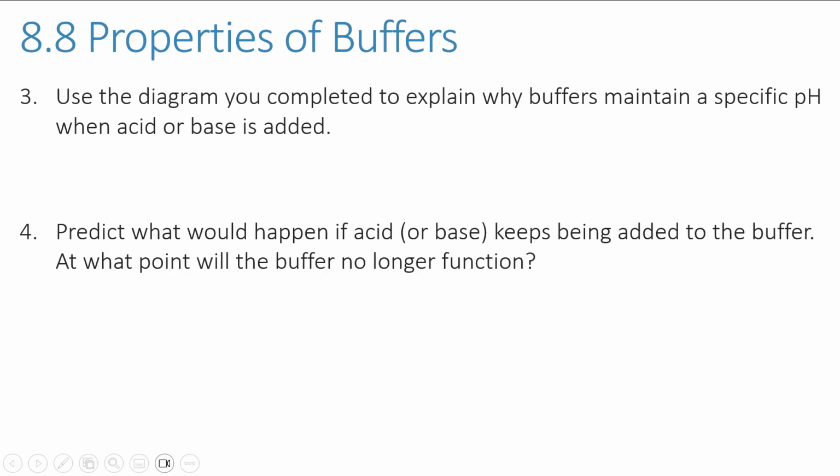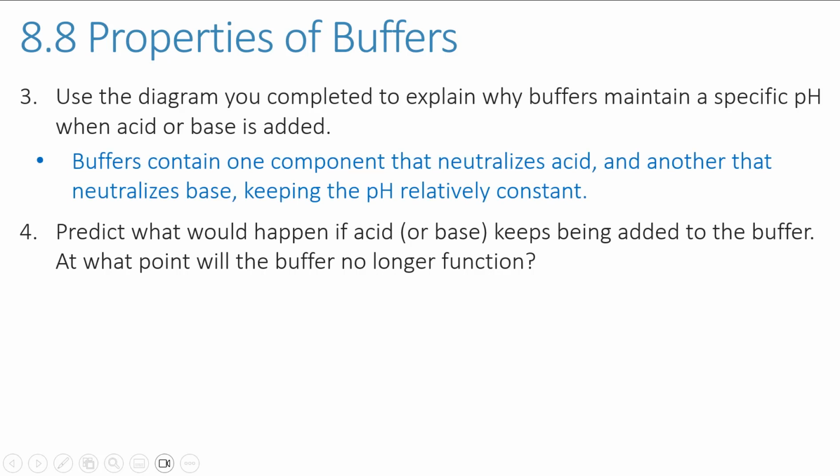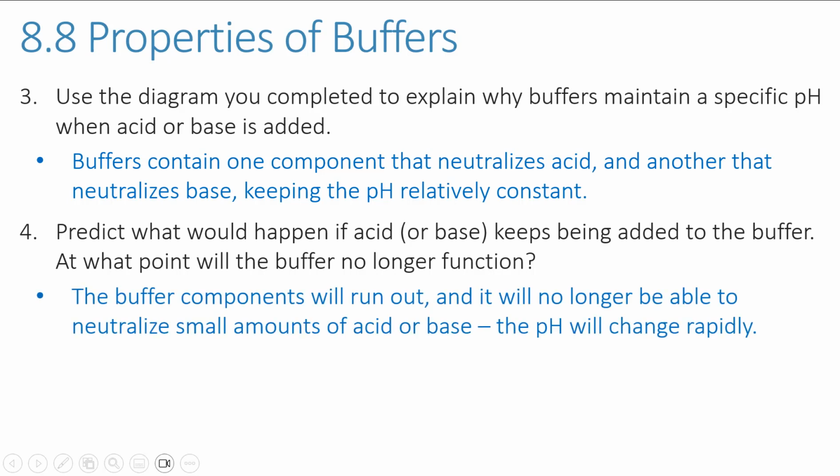Use the diagram to explain why buffers maintain a specific pH when an acid or base is added. So because buffers contain one component that neutralizes acid and one component that neutralizes base, the pH is going to be kept relatively constant until eventually those buffer components run out. So predict what would happen if an acid or base keeps on being added to the buffer. At what point will the buffer no longer function? So if you keep adding acid to your buffer, eventually all of that basic component is going to be neutralized. So when you add that next drop of acid, there's nothing to neutralize it, and your pH will drop.